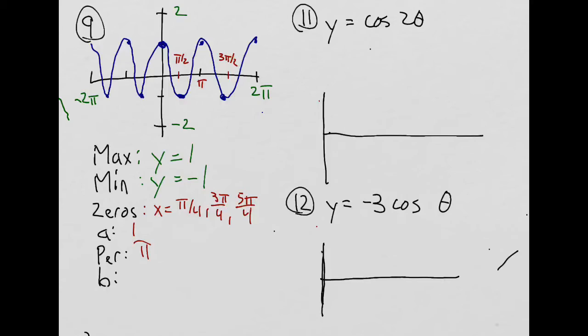Okay, now to get to b, I just have to solve. So remember, the period is going to be equal to 2 pi over b, all right? And we can just manipulate it. So we get b pi is equal to 2 pi. So yeah, b is equal to 2. Okay, so what's our equation here? Well, our equation is y is equal to cosine of 2 theta. Okay, and this leads nicely into the next problem as well, number 11.